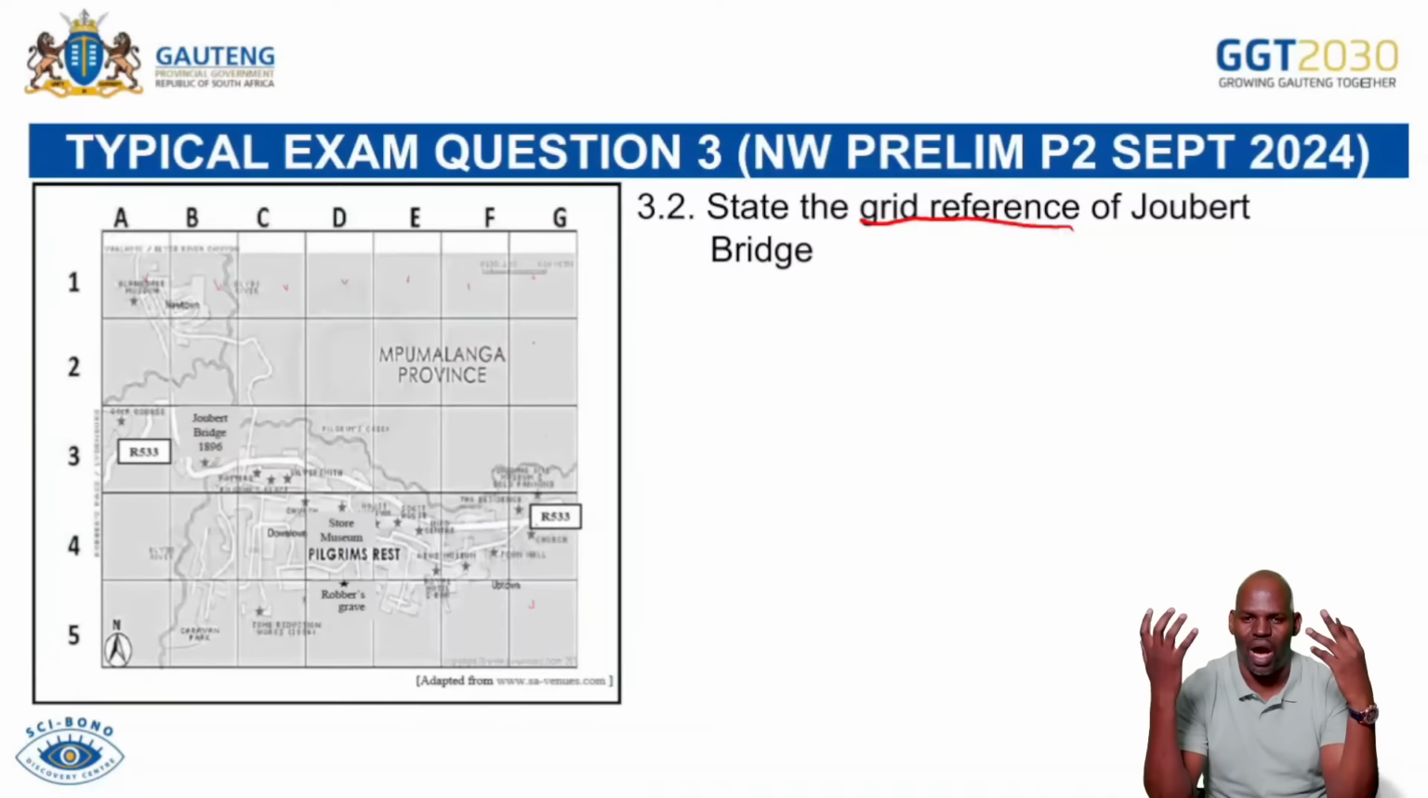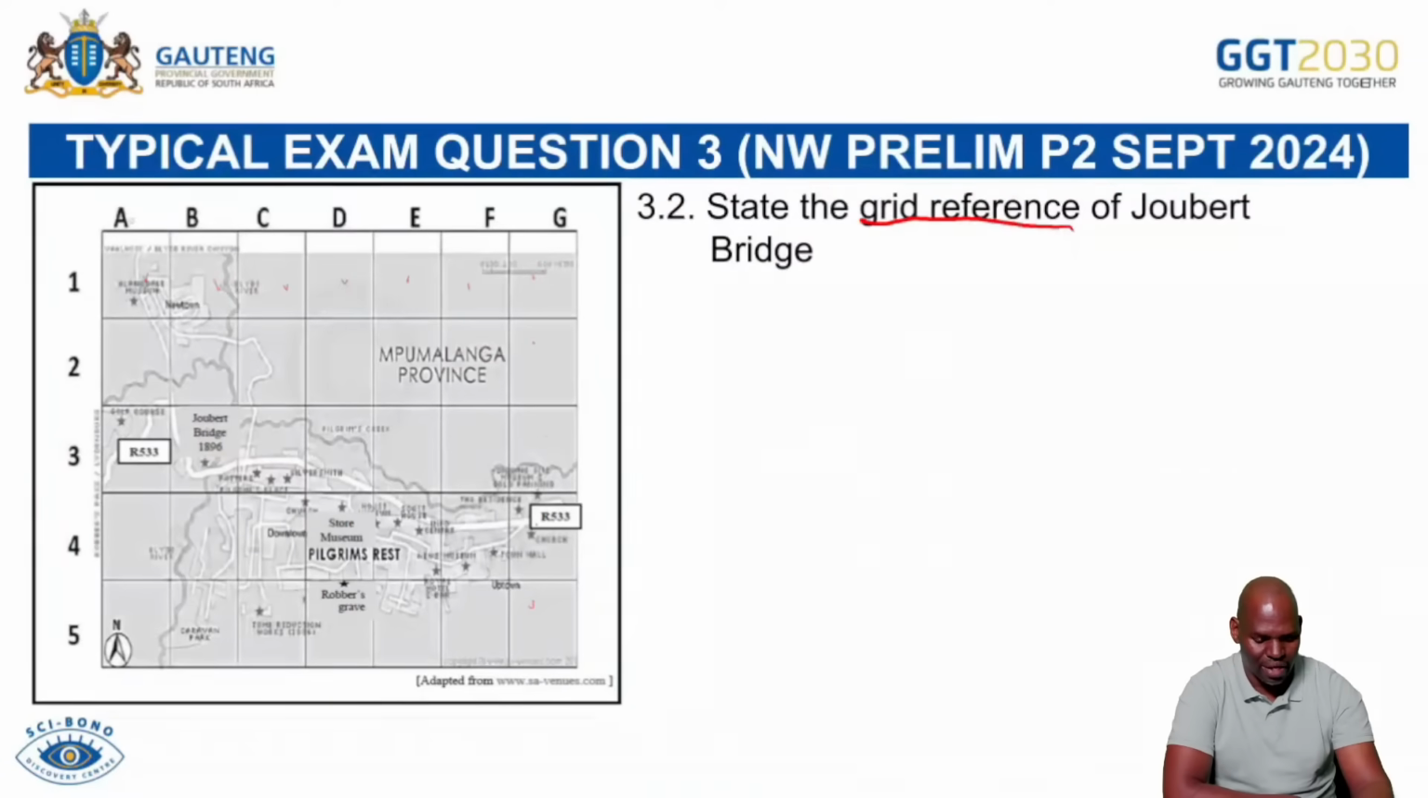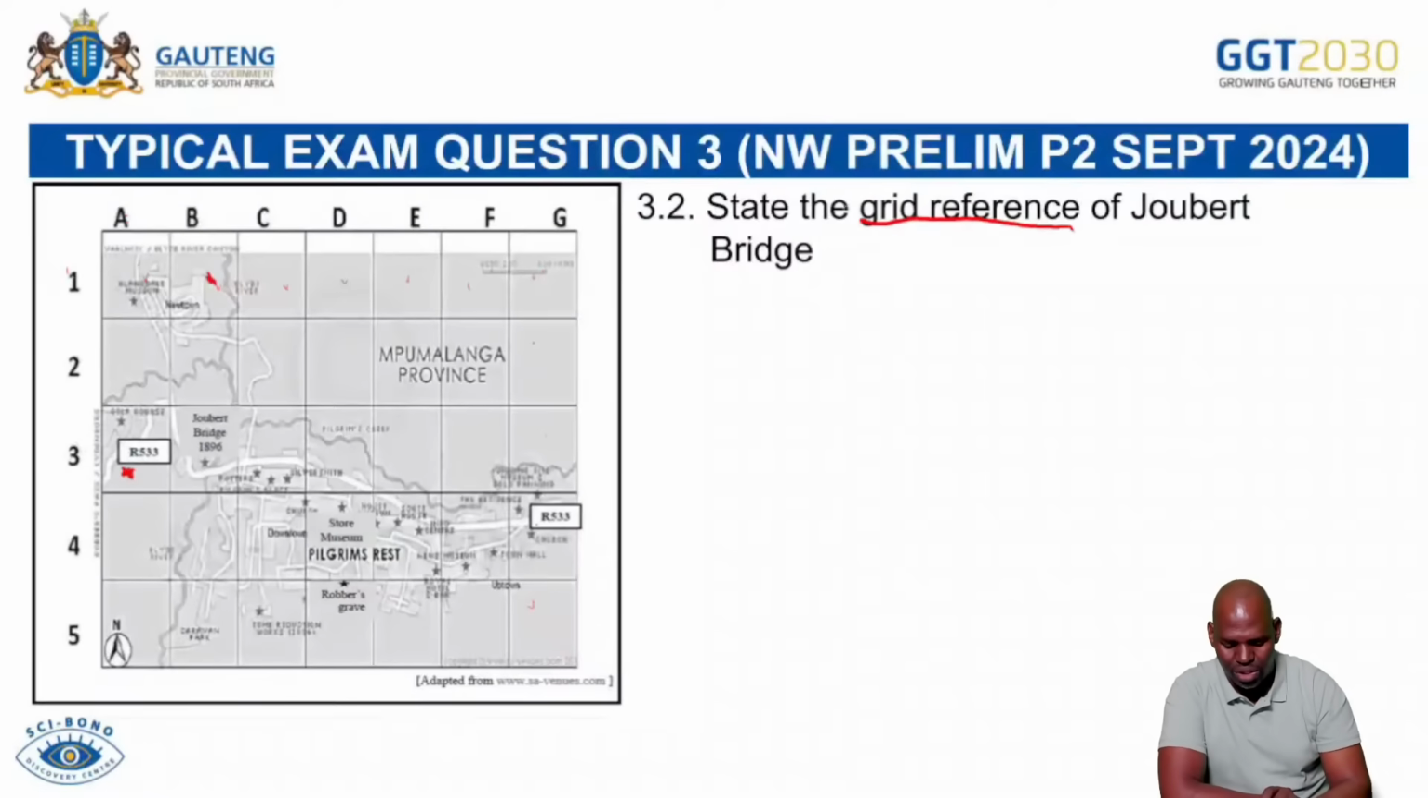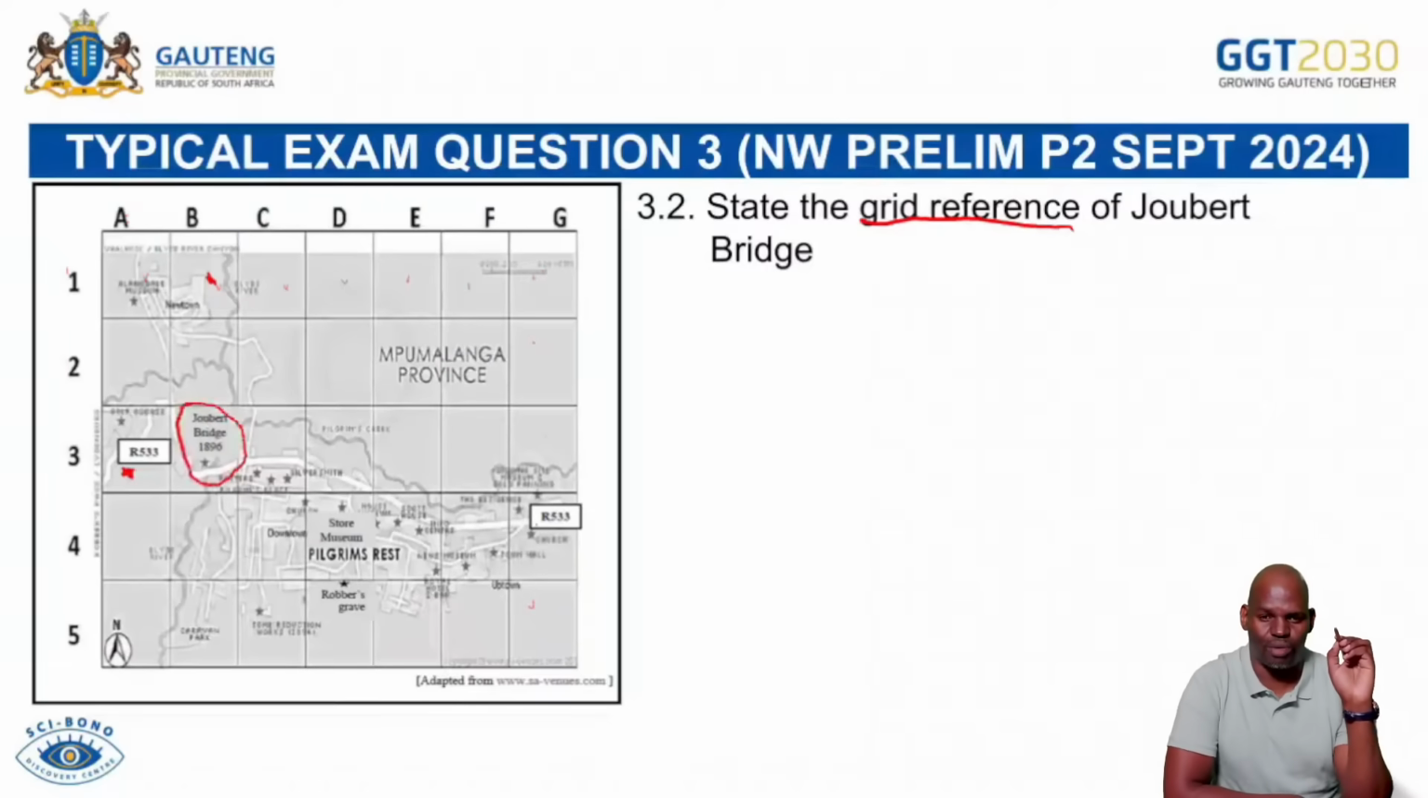In which block? You have to identify the block, and the block can be identified by using the letter and the number. Like this one, we can say it's A1. This block is B1, this one is C1, and when I go to this one, I can say it's A3. That is how you state the grid reference, or the name of the block. In this case, they say state the grid reference of Joubert Bridge. If I look at the Joubert Bridge, it is this one. You must also be careful, because in some cases they will indicate the name of the place using a star or a dot. So we look at where the dot or the star is, because sometimes the name will fall into two blocks, so you might not know which one is the correct one.